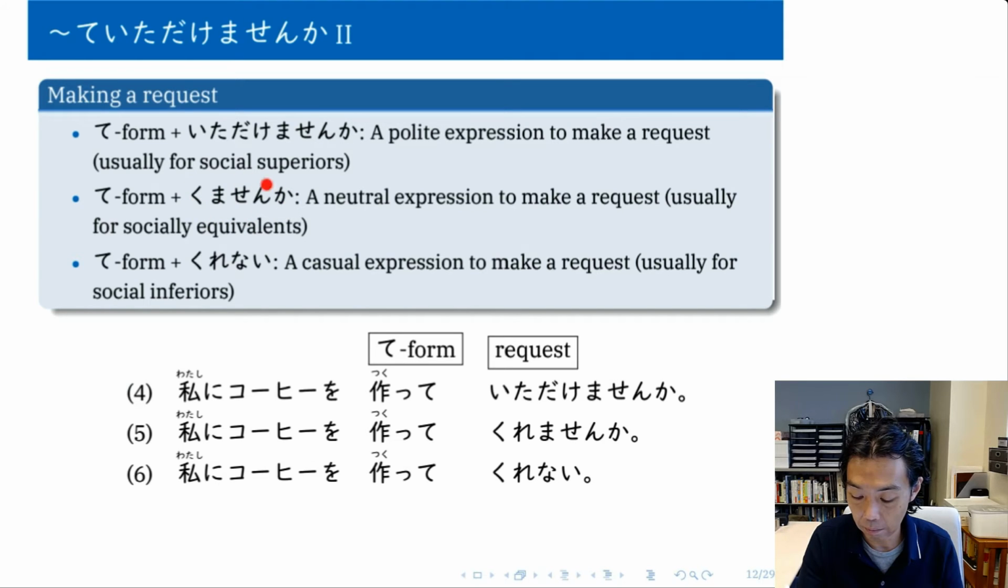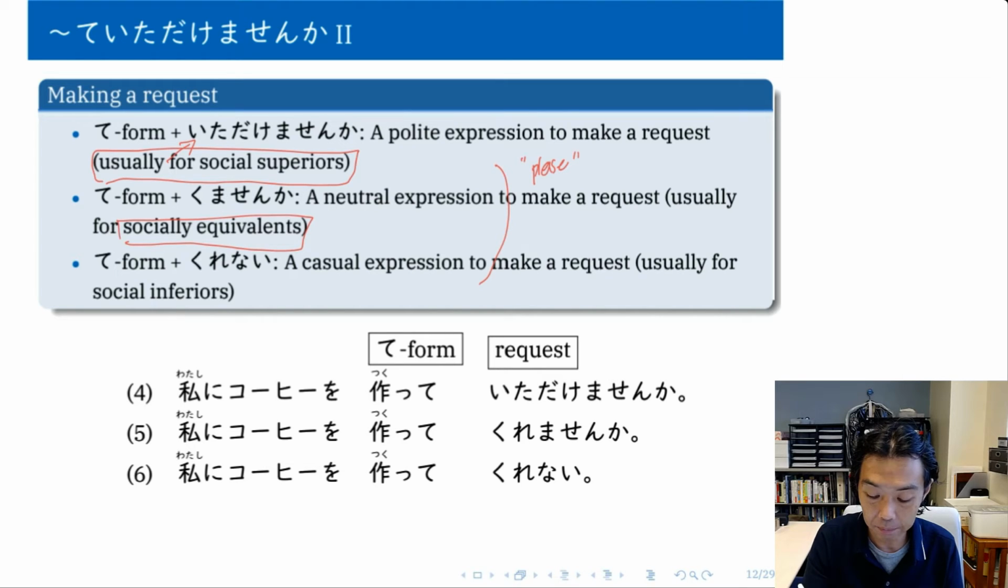And all of them, as I said, mean please. Okay, so in terms of the meanings, they mean exactly the same thing. So what is the difference? The difference is the politeness, especially in terms of the social status. If the listener has a higher social status than the speaker, we use ていただけませんか. If the listener and the speaker have more or less equal social status, we use くれませんか. And if the listener has a lower status, we use くれない. So in a way, this is the most polite. And this is the least polite.